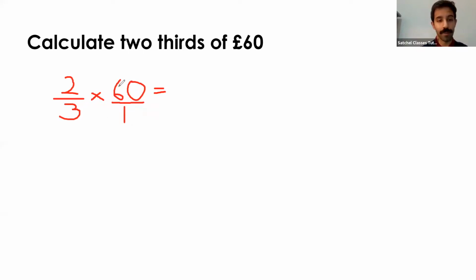So I just have to multiply the numerators together, and then multiply the denominators together. So 60 times 2 will be 120, and 3 times 1 is just 3, and this will give us 40, or 40 pounds in this case. So we need to remember this fact when we're dealing with arc length. Now, moving on from here, I'm just going to clear the screen.